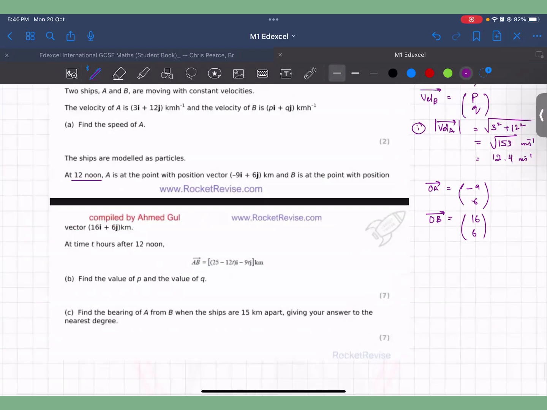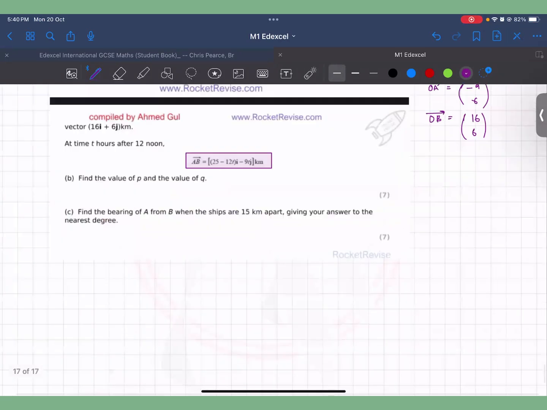So you will have to first of all find this vector, and then you will compare the things, and then you will get the values of p and q. So they have given you the vector AB, which is equal to (25 - 12t)i and -9t j. And we can find AB ourselves as well.